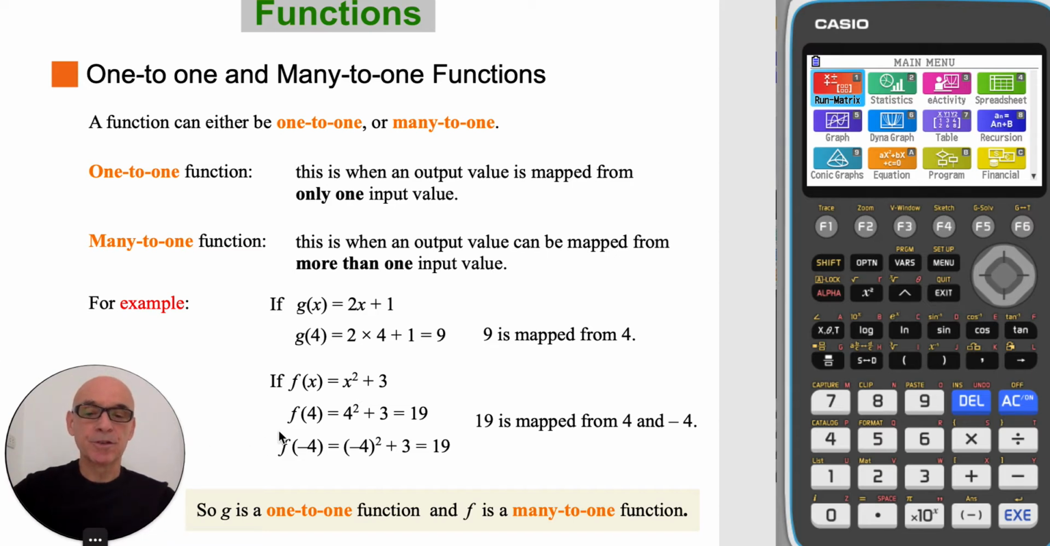For the function f of x equal to x squared plus 3, we see that 4 is mapped to 19, and also negative 4 is mapped to 19. So 19 is mapped from 4 and negative 4. So f is a many-to-one function.